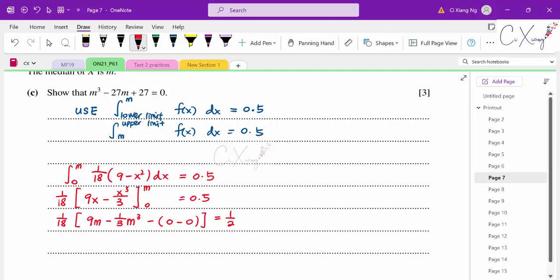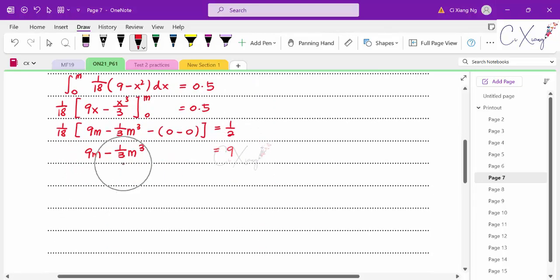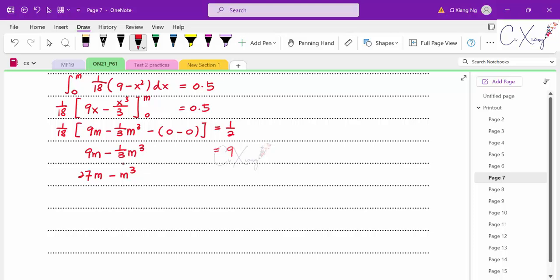Okay, bring the 18 over. So bring this 18 over here, become 18 divided by 2. So 18 divided by 2, you have 9. On the left hand side, you're having 9m minus 1 over 3m cubed. Then again, if I want to get rid of the denominator 3, I multiply the whole equation with 3 again. So I'm having 27m minus n power 3 equals to 27. Then rephrase your equation. You successfully get what they want you to show.